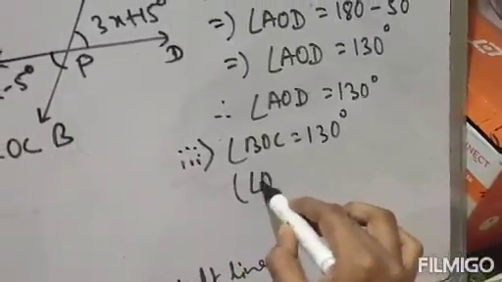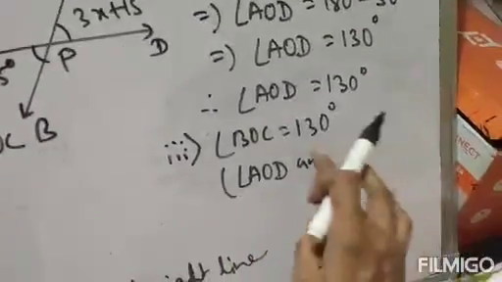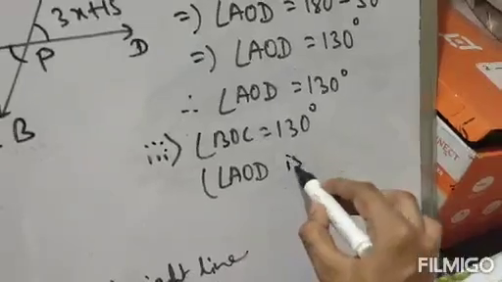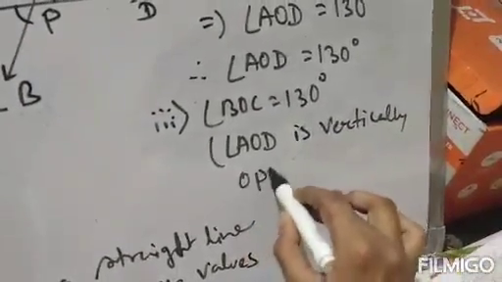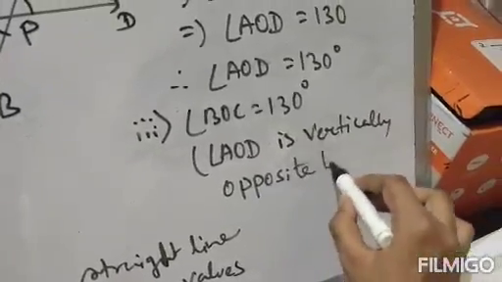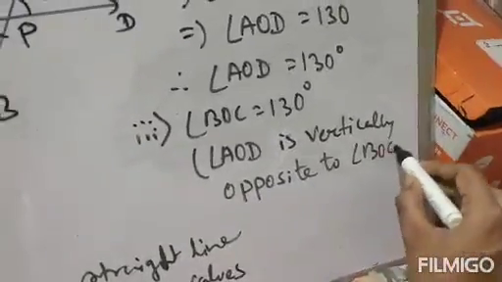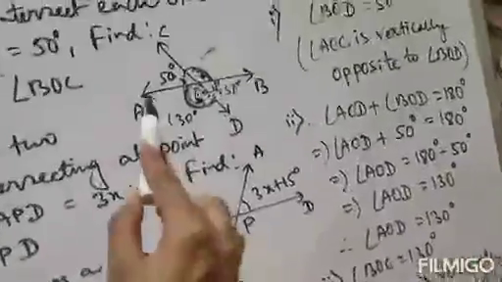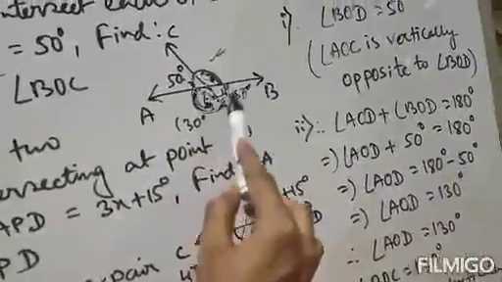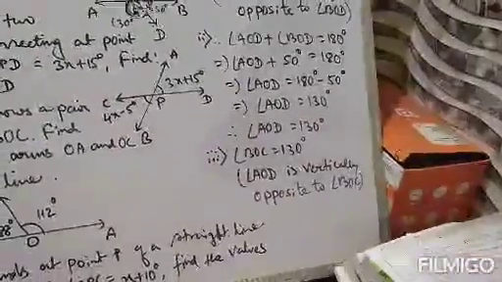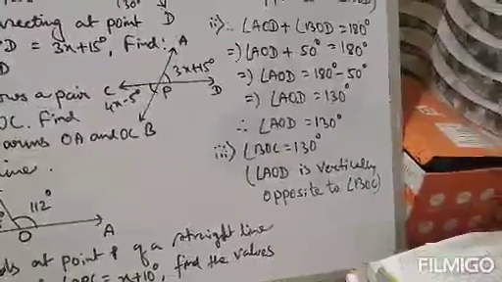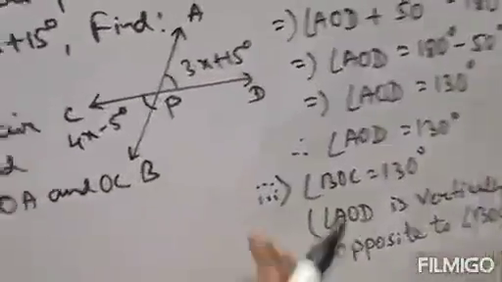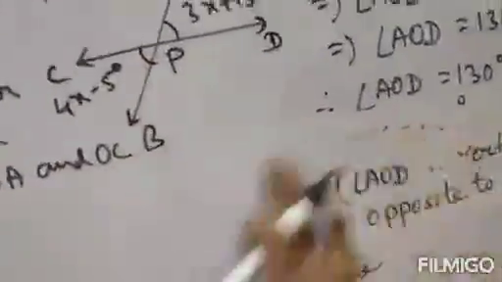The reason is that angle AOD is vertically opposite to angle BOC. That is the reason. Angle AOD, this angle, is vertically opposite to BOC. That is why BOC will also be 130 degrees. Clear? So that is the solution of part 3. So question number 1 is complete.